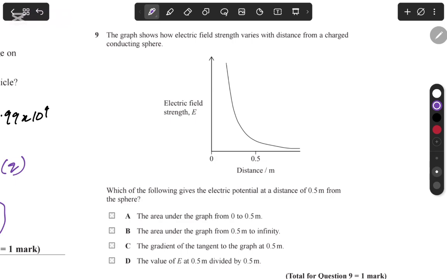Okay, question number 9 says the graph shows how the electric field strength varies with distance from a charged conducting sphere. Which of the following gives the electric potential at a distance of 0.5 from the sphere?